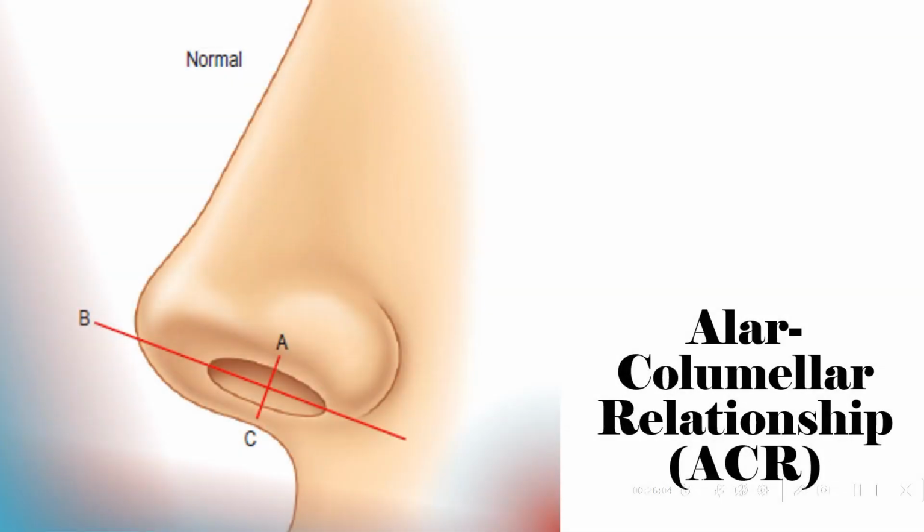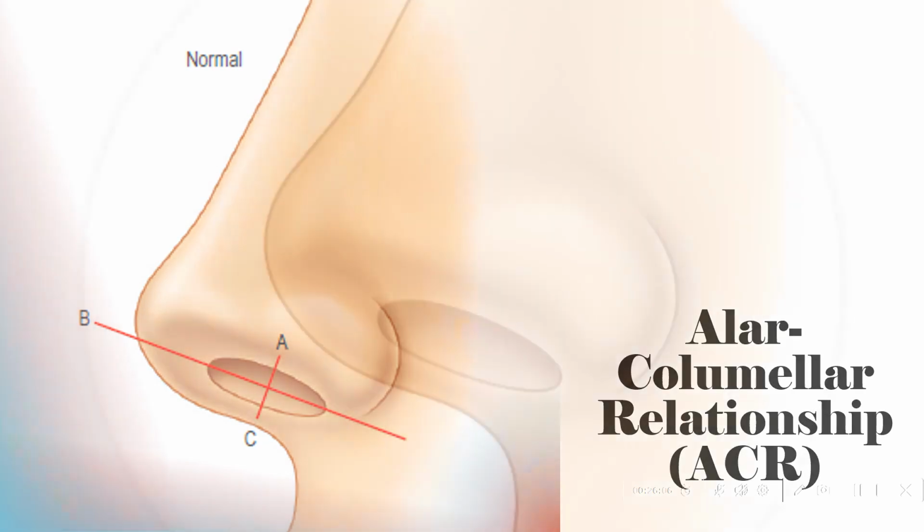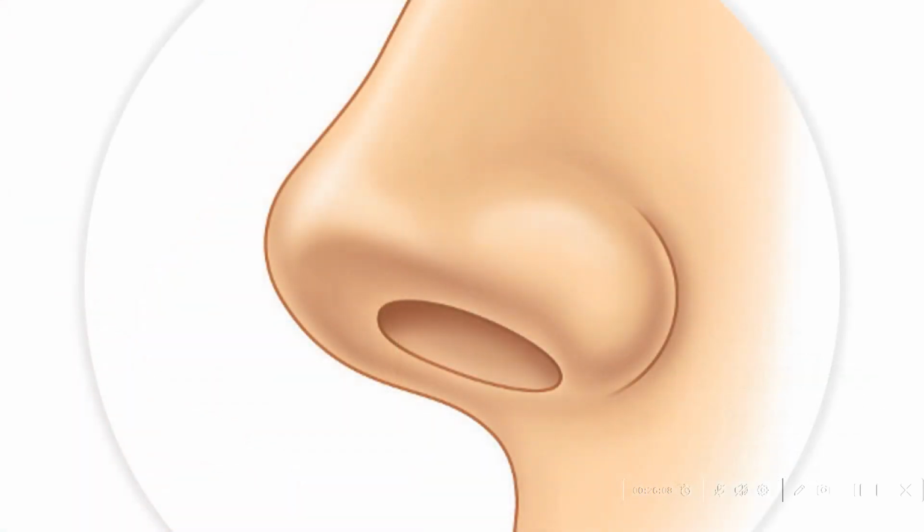Alar-columellar relationship, ACR. According to Gunter, alar-columellar disproportions can be quantified by drawing a line through the long axis of the nostril and a second, perpendicular line drawn from the alar rim to the columellar rim that bisects this axis. In normal ratio, the distance from the alar rim, point A, to the long axis line, point B, should equal the distance between the long axis line and the columellar rim, point C. AB equals BC, which is almost equal to 2 mm.